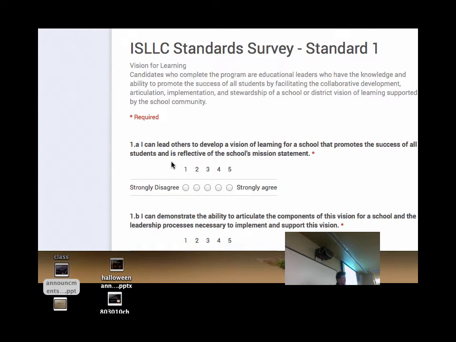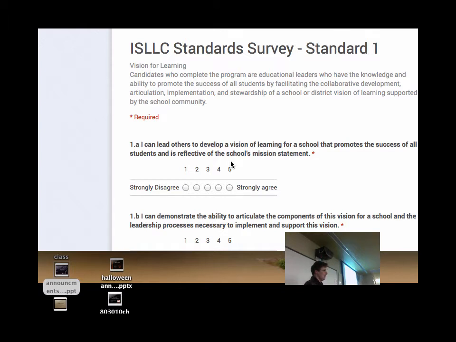Okay? And that's okay, because that's why you're coming to classes. How do you show growth if you say I'm perfect at everything now? So people are afraid to put low scores for these things. Okay, I can lead others to develop a vision of learning for a school that promotes the success of all students and is reflecting of the school's mission statement.